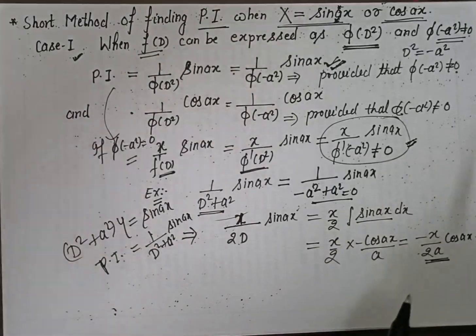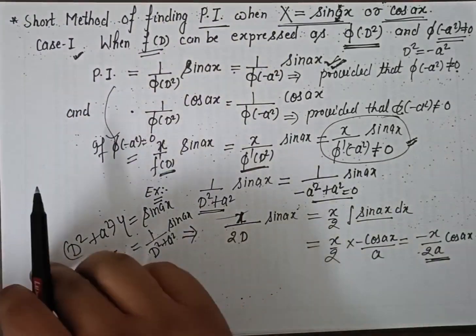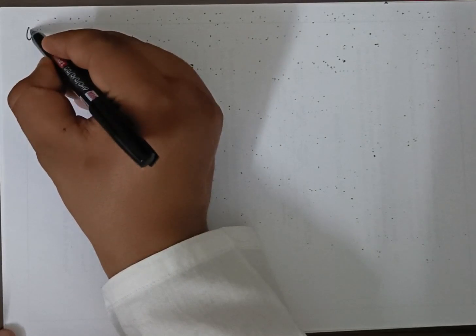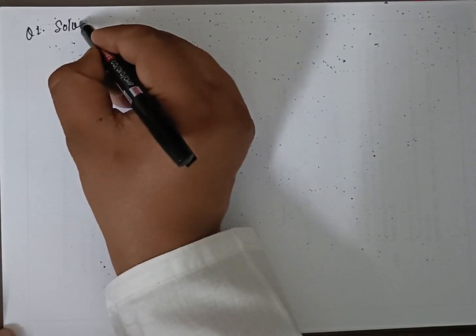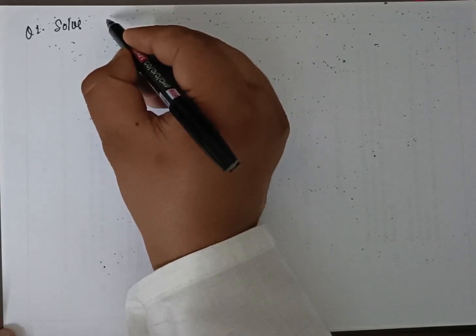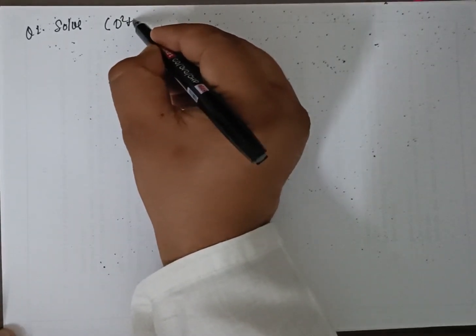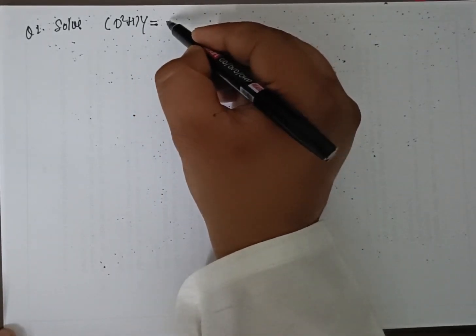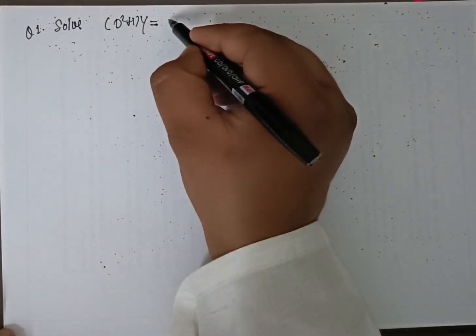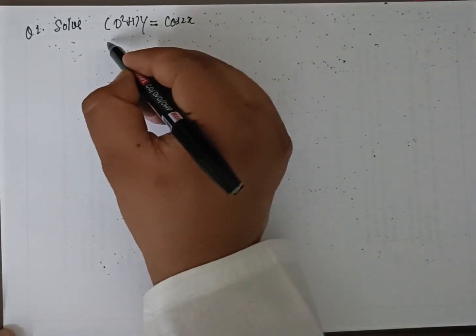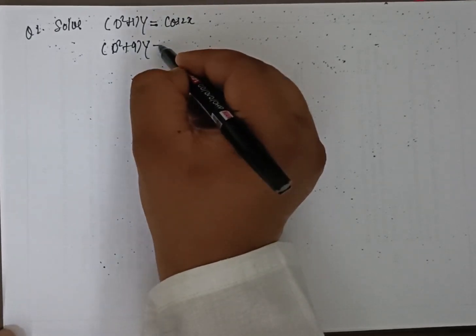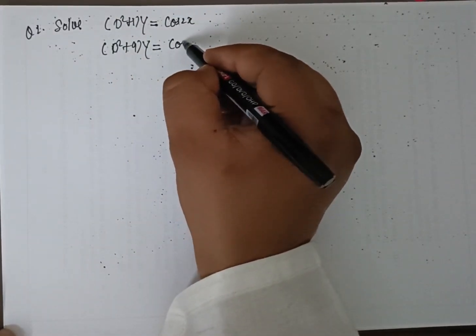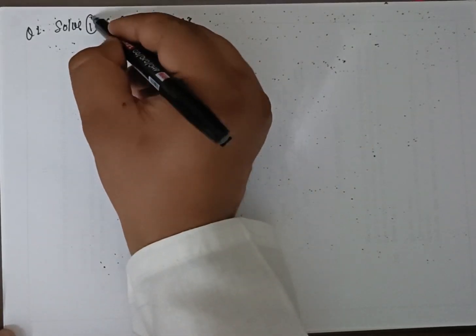Now to understand this theory, we try to understand it with the help of some examples. First of all, I take a small example here. Solve D square plus 1 y is equal to cos 2x. And the next example is D square plus 9 y is equal to cos 4x. We have these two examples.